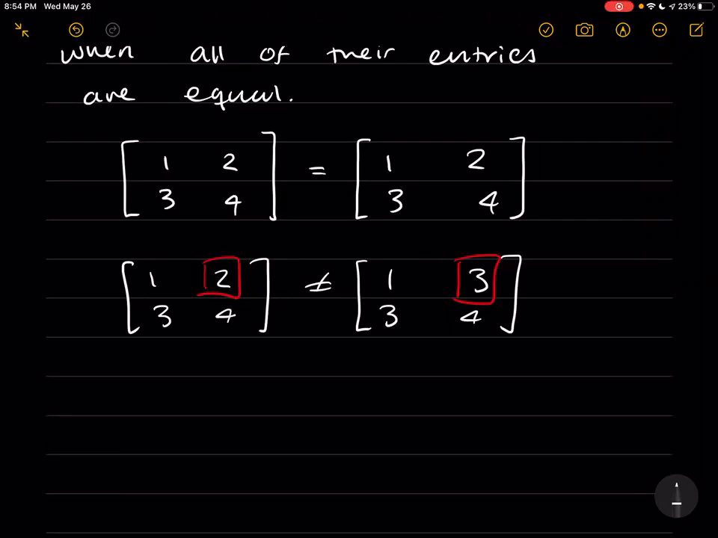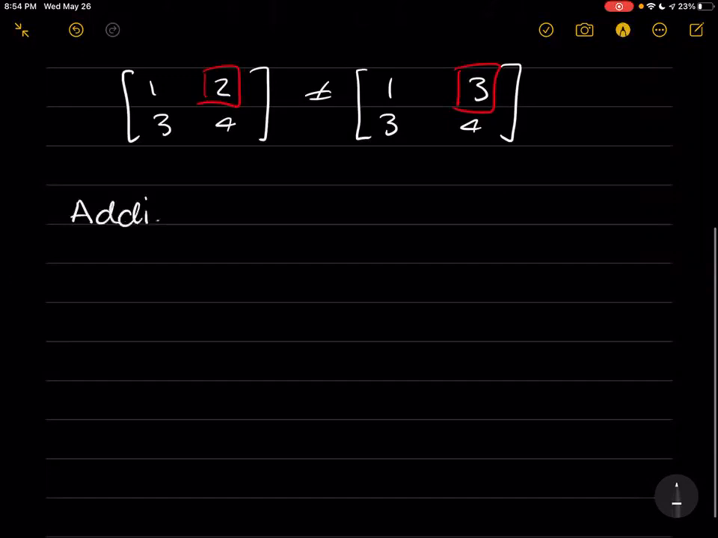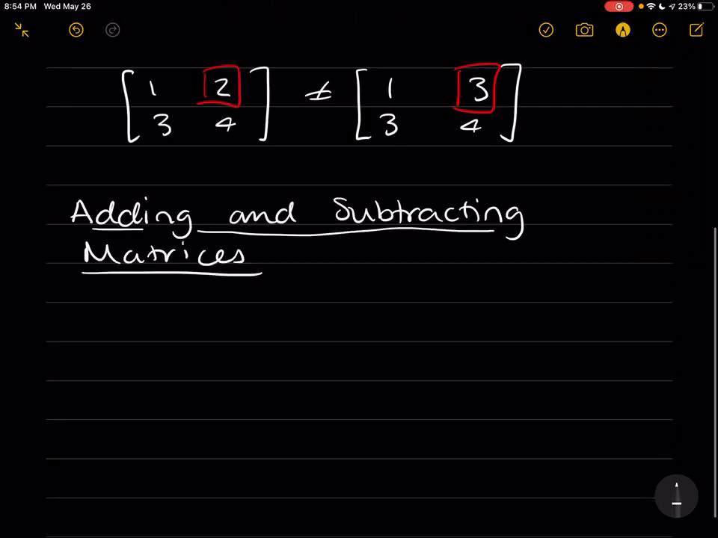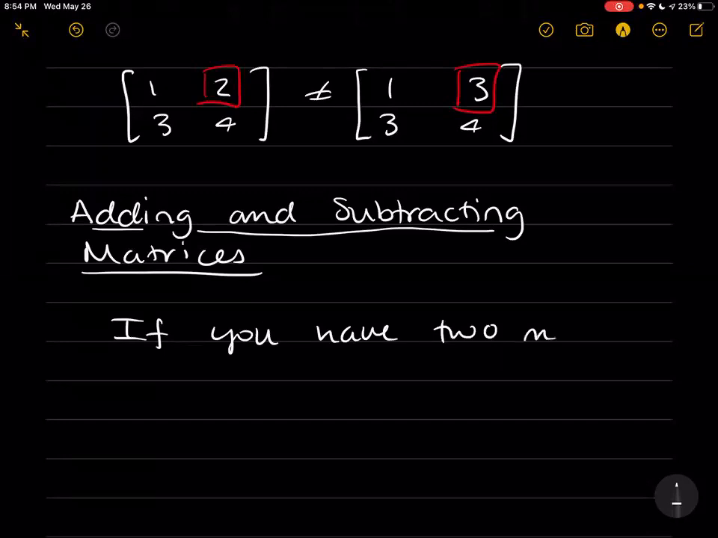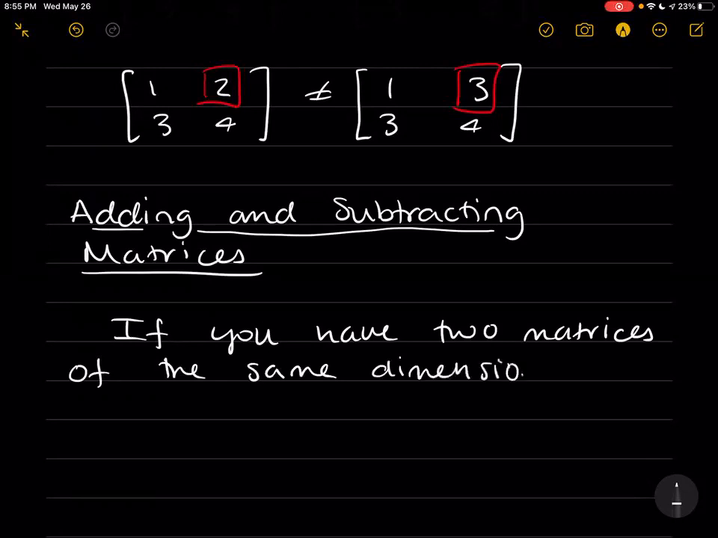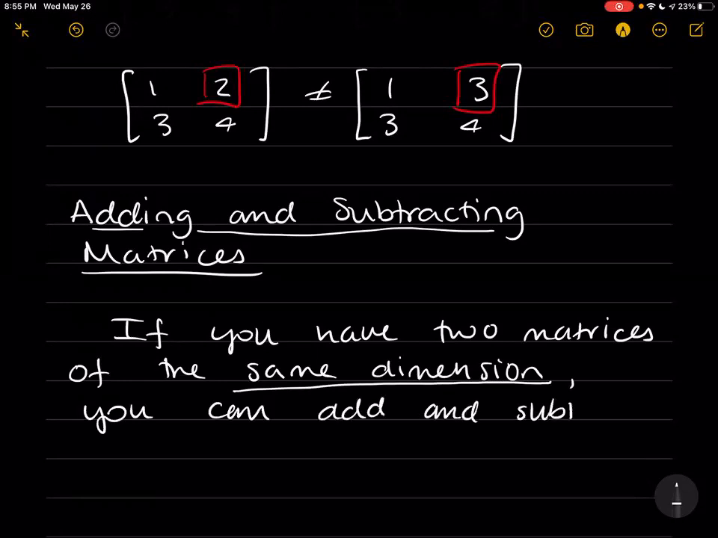So now that we've gotten that out of the way, let's talk about adding and subtracting matrices. So if you have two matrices of the same dimension, you can add and subtract entry-wise. I'll explain what that means in a minute, but it's very important that you have matrices of the same dimension.